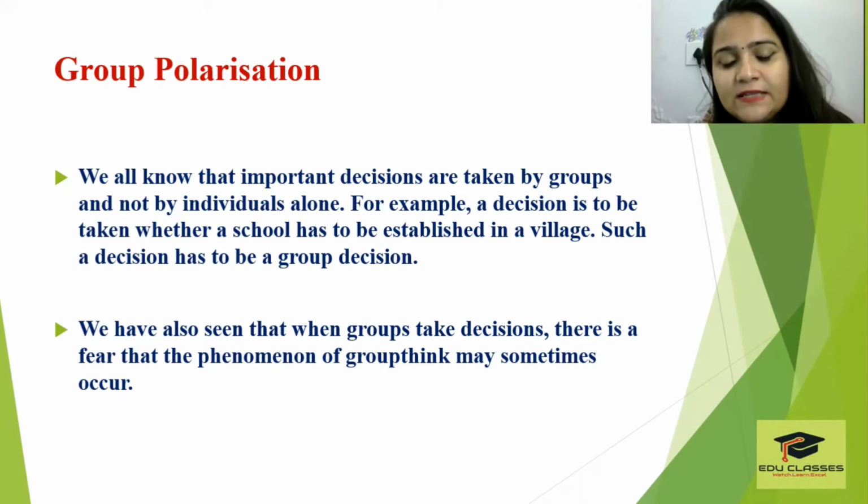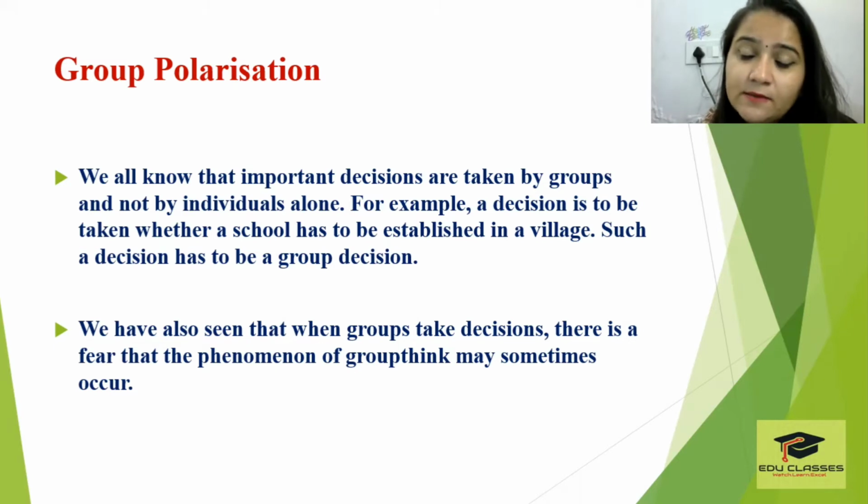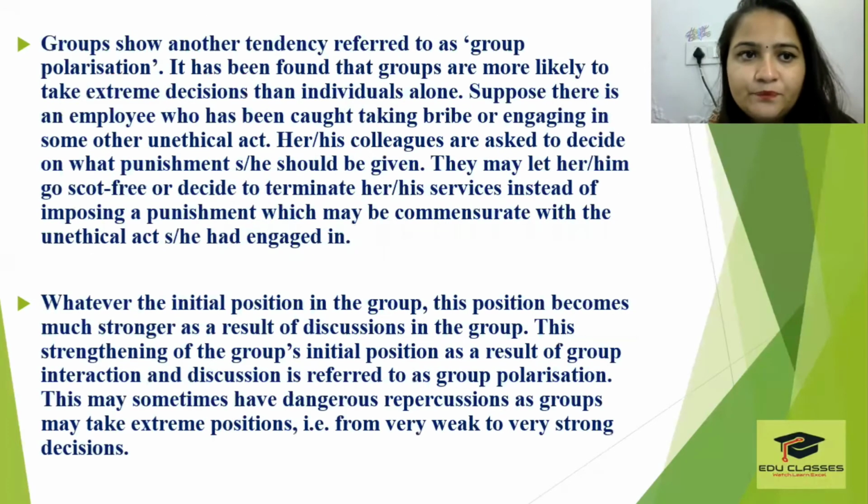We have also seen that when groups take decision, there is a fear that the phenomena of groupthink may sometimes occur. बहुत बार ऐसा होता है जब एक group फैसला लेता है तो something that we know as groupthink happens, right? Groupthink is something that we are going to see. Groups show another tendency referred to as group polarization. It has been found that groups are more likely to take extreme decisions than individuals alone.